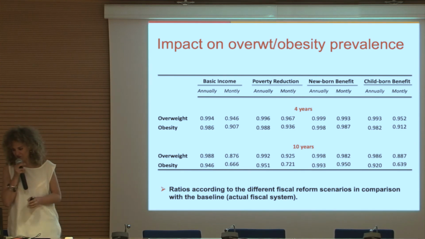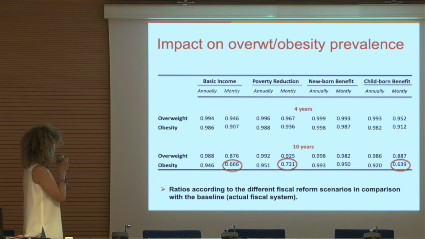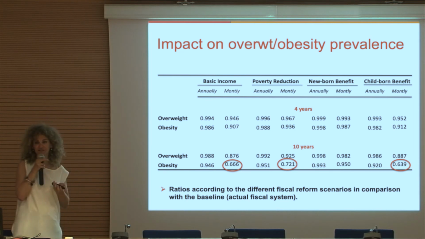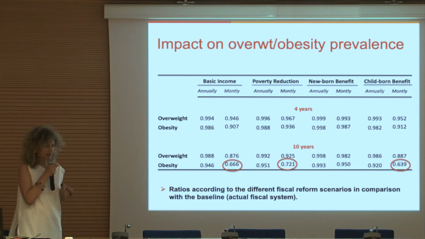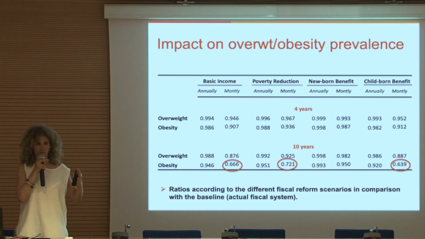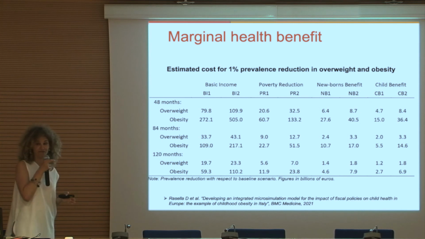And what we observe is that there is a reduction of both overweight and even more obesity. These reductions are stronger at 10 years compared to 4 years. And the strongest one we observed is for the basic income and even more for the childbirth benefit, but also for the poverty reduction. However, even if these effect sizes are more or less similar, the cost is very different.